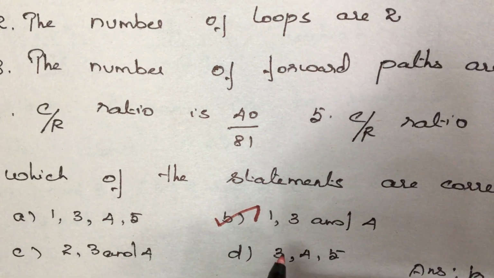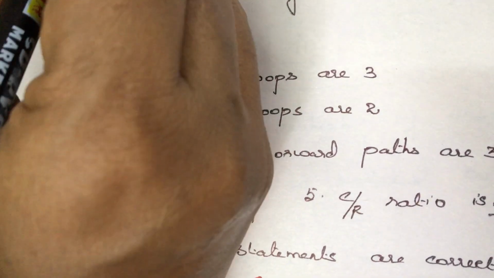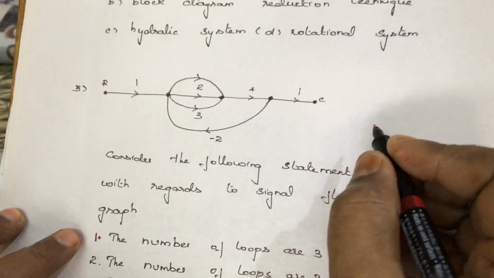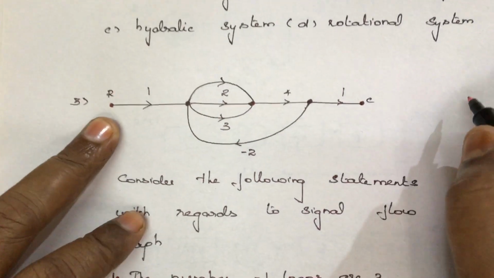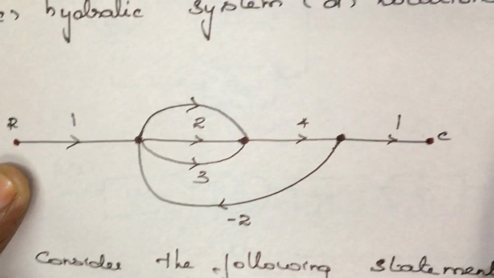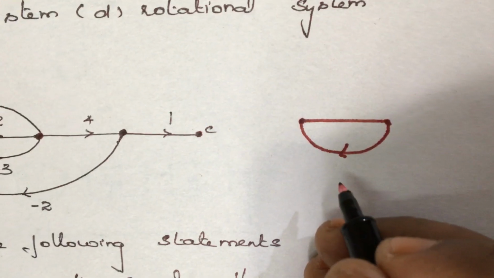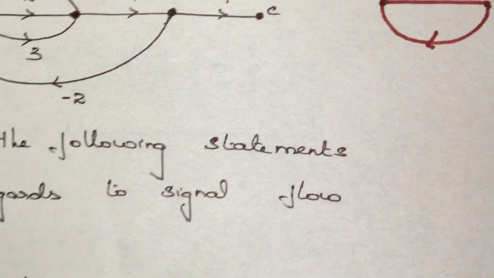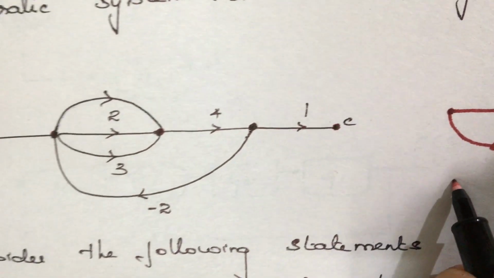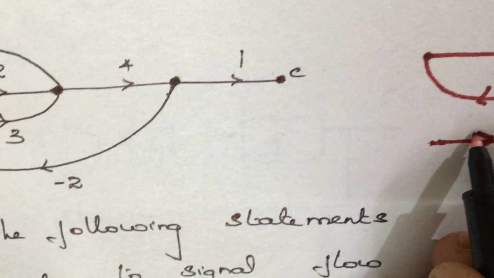How will we get this answer? From the options, the answer is number of loops are 3. Yes, the number of loops are 3. How will we identify the number of loops? The number of loops may be identified by the loop starting from one node and moving to another node, and it returns to the same node is said to be a loop. And number of forward paths is 3. So we have the number of forward paths also 3. Forward path is identified by the forward arrowhead signal.